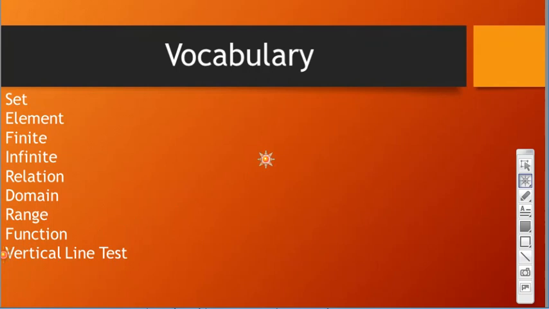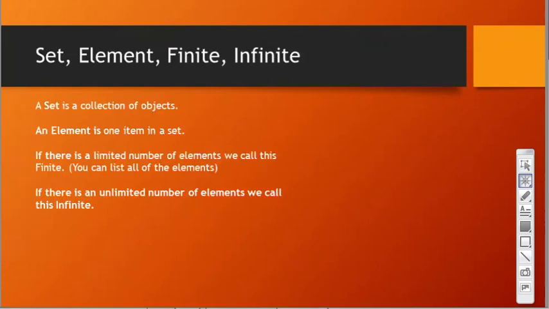I know I've told you a number of times, but I think that one of the reasons math is confusing for students is they don't understand the vocabulary. So we're going to go through this set of vocabulary, and I want to make sure that you understand what all of these words mean. So let's start with the first 4 words on our list: set, element, finite, and infinite.